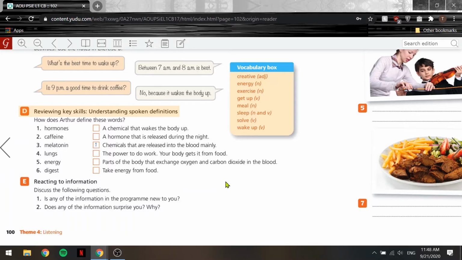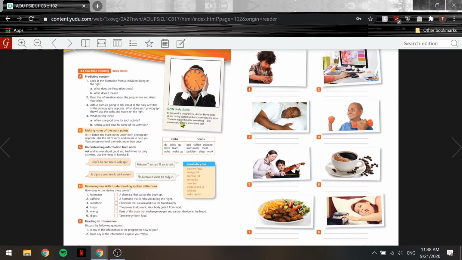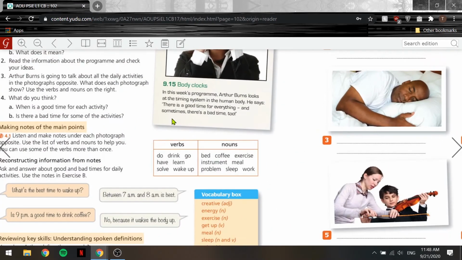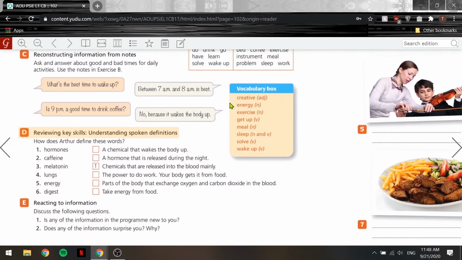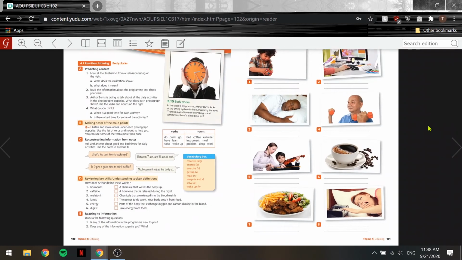Does any of the information surprise you and why? Again, personally, no. It all makes perfect sense, but some people might ask, why does caffeine wake us up, or why does coffee wake the body up, and that is because of caffeine and stuff like that. So, if you have any questions regarding this theme so far, let me know, and I'll answer it in the comments below. So now let's move on to the next page.